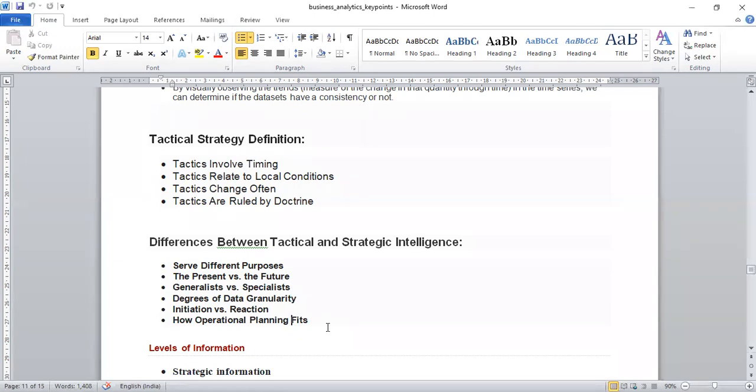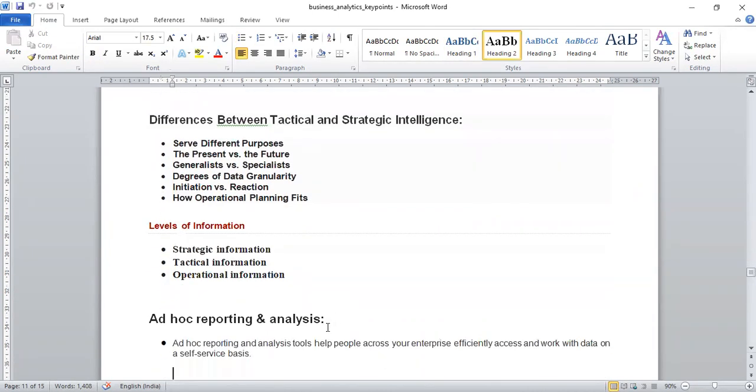So what is the difference between tactical and strategic analysis? Just go through this part. That is, what are the differences between tactical and strategic analysis. I'm giving you a little bit of time to try to understand.